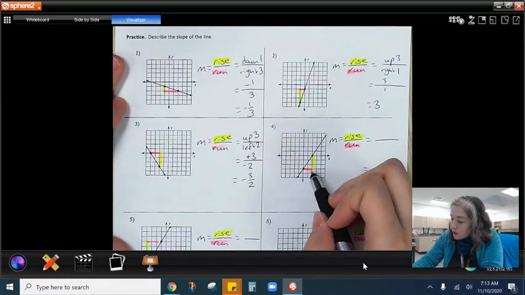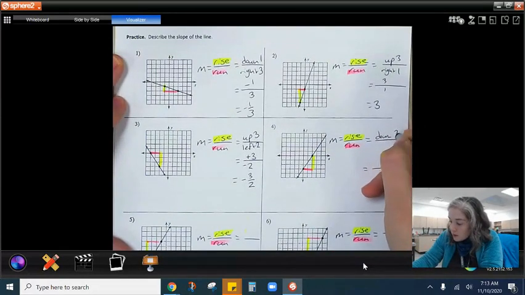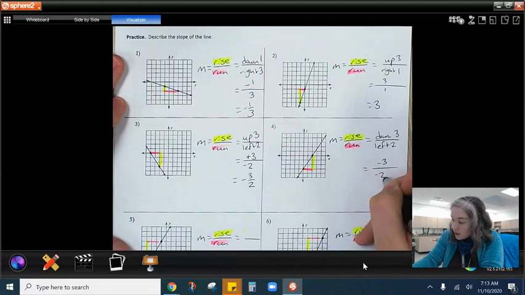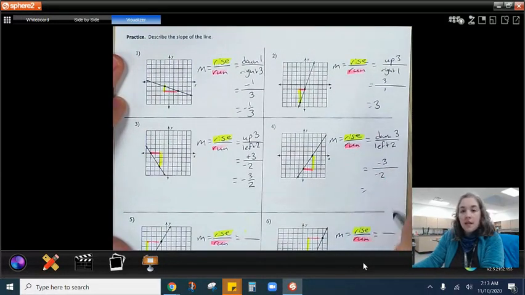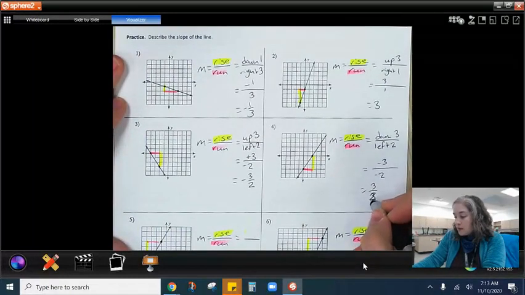For this one, we are going down 1, 2, 3 and left 2. Well, that'd be -3/2. Hey, wait a second. Negative divided by negative is a positive. So that'd be +3/2.